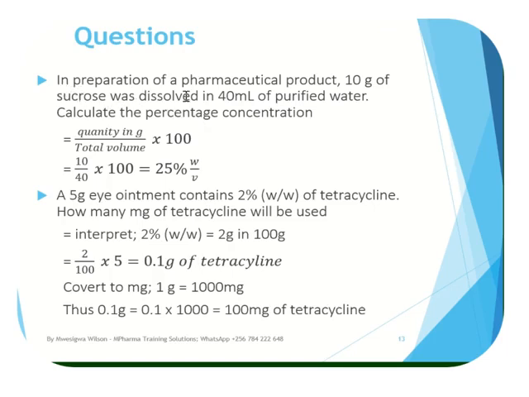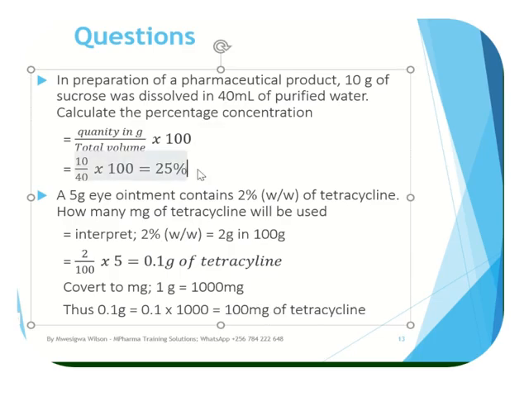For example, in the preparation of a pharmaceutical product, 10 grams of sucrose was dissolved in 40 ml of purified water. Calculate the percentage concentration. This is an easy thing. The formula is quantity in grams divided by total volume times 100. So 10 grams divided by 40 mils times 100. The answer would be 25% weight in volume.